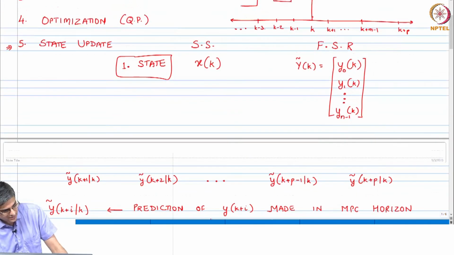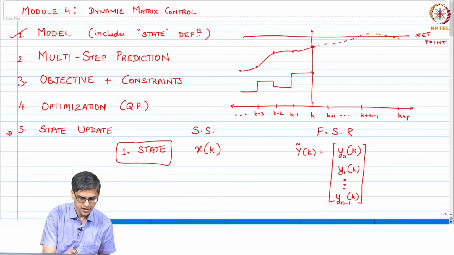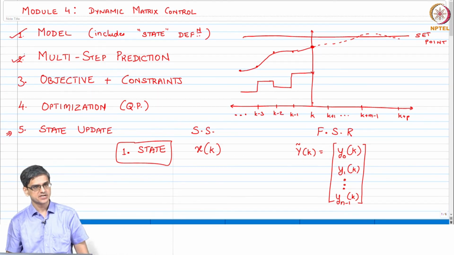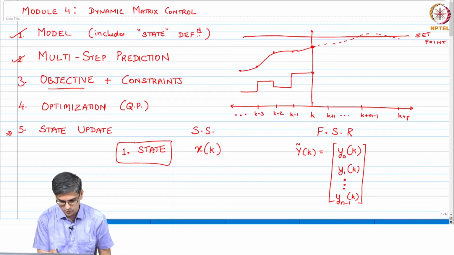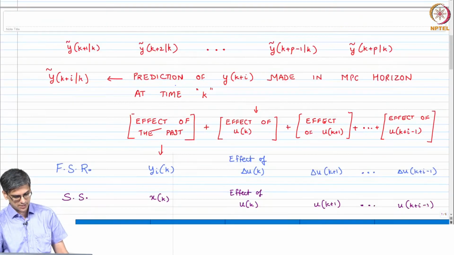So if we go back, we have defined a model and we have talked about multi-step prediction. The next thing that we are going to talk about is objective and constraints. We will do that in tomorrow's lecture.